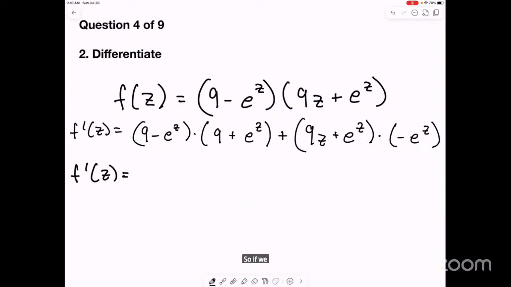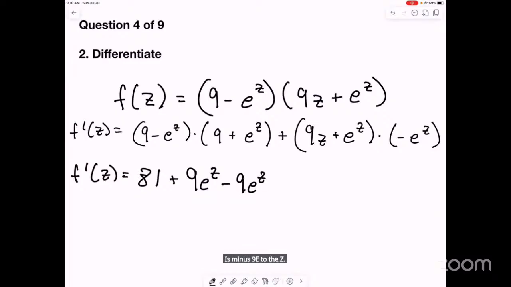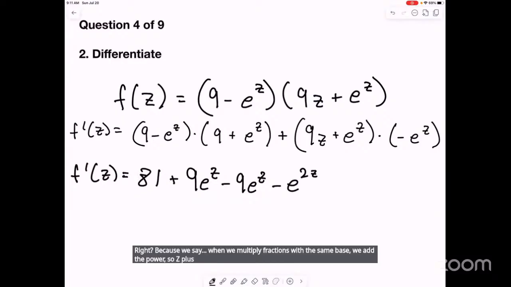So if we FOIL the first, we're going to get 81. So first times first, outer times outer is plus 9e to the z. Inner times inner is minus 9e to the z. And last times last, minus e to the power of 2z. Right? Because when we multiply powers of the same base, we add the exponents. So z plus z is 2z.